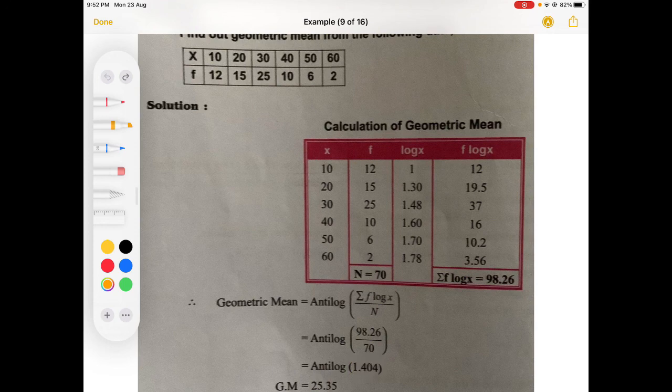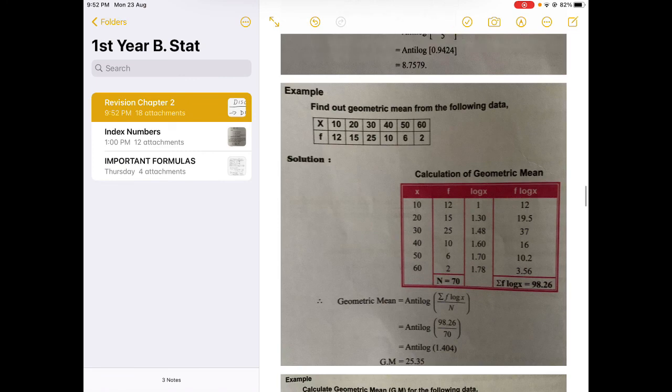So that is the log value. Now we have to get the geometric mean, so we take the anti-log value of that and we get a geometric mean of 25.35. So this is the method for calculating it for the discrete series.